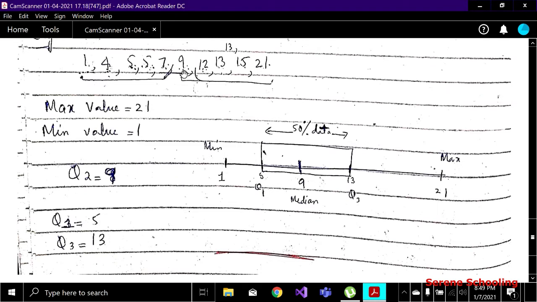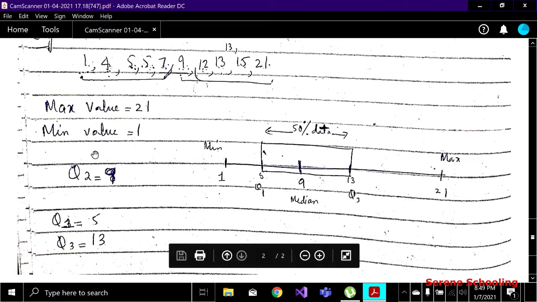Here we have 1, 2, 3, 4, 5 values. Here we have 1, 2, 3, 4, 5 values. So this 9 has divided this data into 2 equal parts, right? So this is our median. We have to find the maximum value, that is 21, minimum is 1. And one important thing, because we are dealing with quartiles, we have discussed that our data must be sorted.